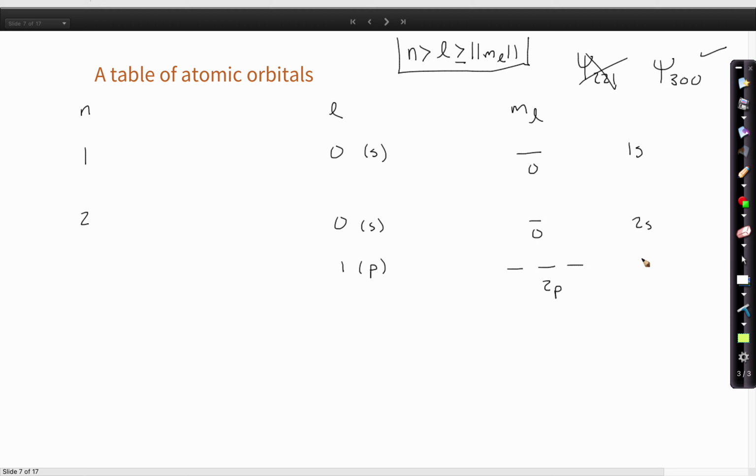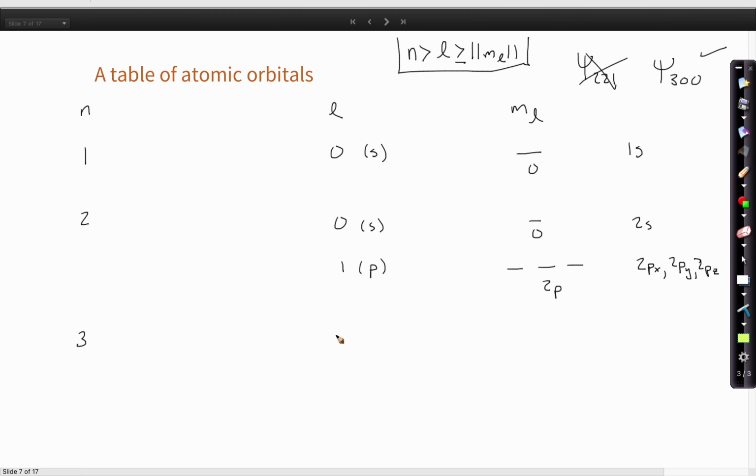And those are the 2px, and again, you don't have to know this, but the 2py and the 2pz. I'm not going to write these down for each of the following ones, but those are the orbitals, and that's everything that you can do on the second floor. Okay, so we've maxed out the second floor. Now we go to the third floor.